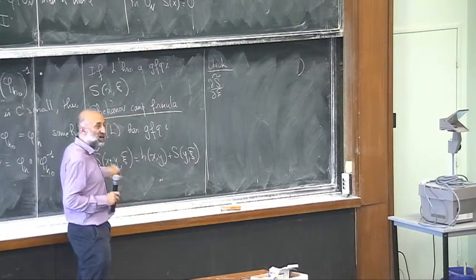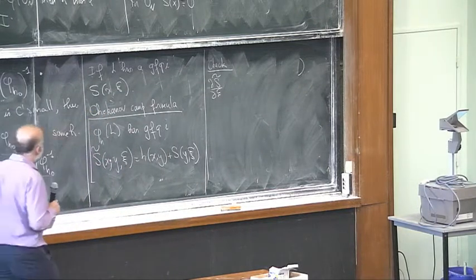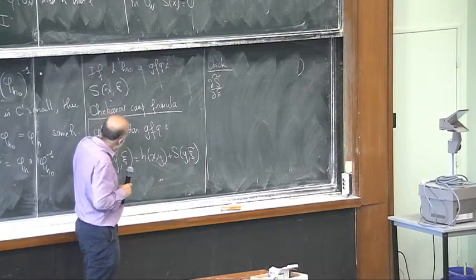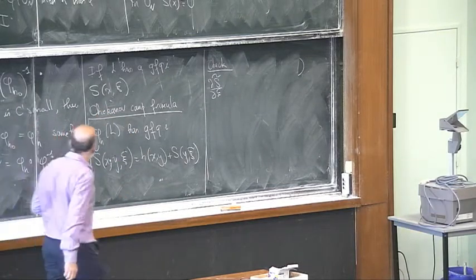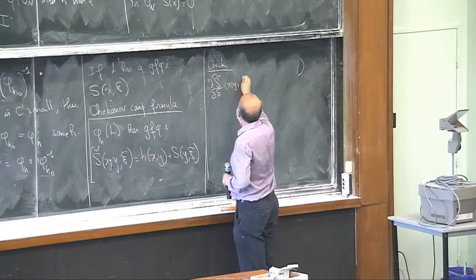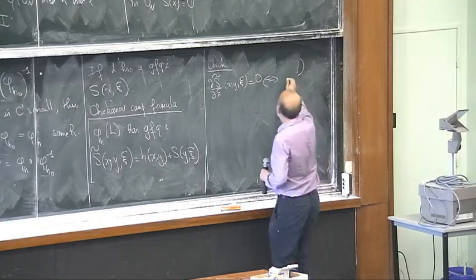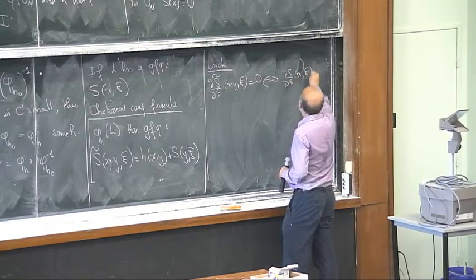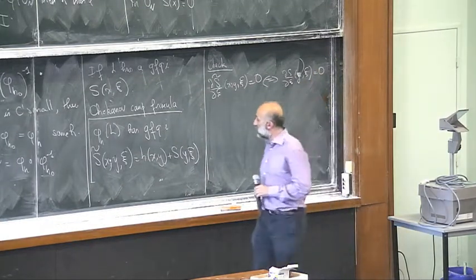So x is the base variable, and y, psi are the fiber variables. Okay, which is fine because in my situation, both x and y anyway are in Euclidean space, so this is in a Euclidean space, this is also in a Euclidean space, and the other ones just stay where they are. So ds over the xi of x, y, xi is 0. This is equivalent, of course, to ds over the xi of x, y and xi to be 0.